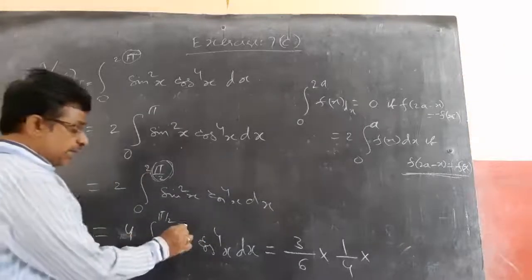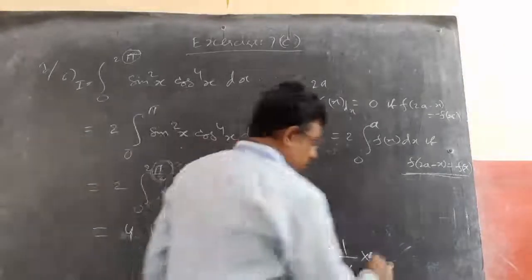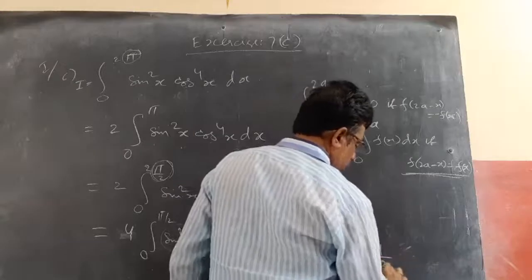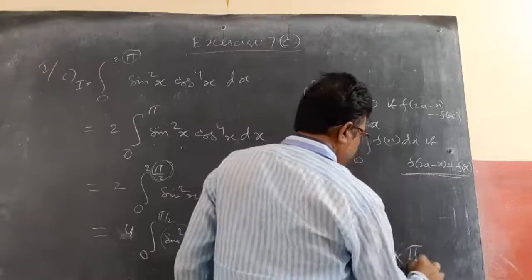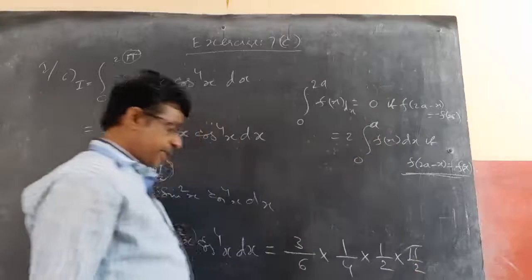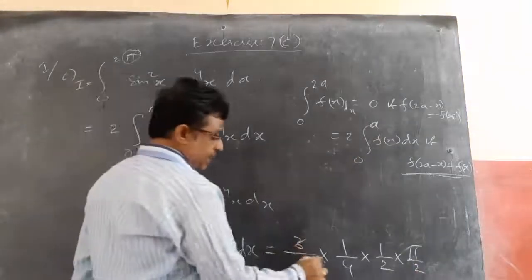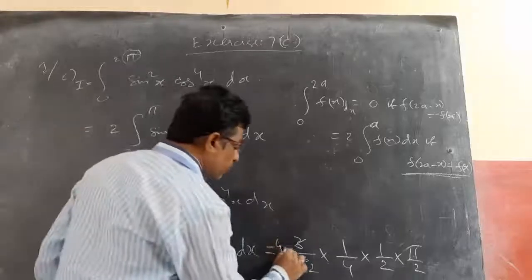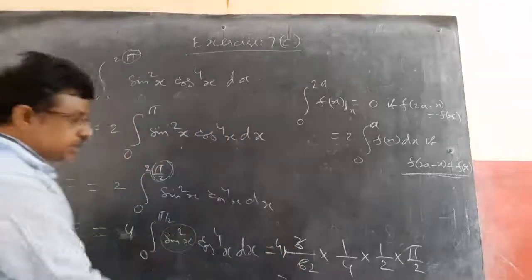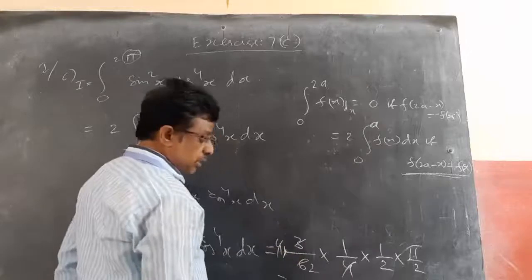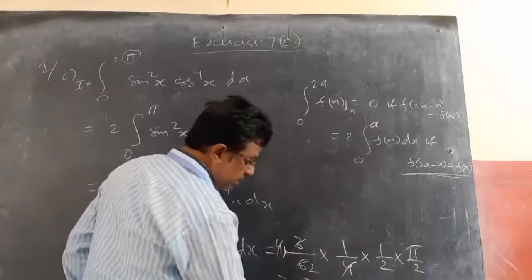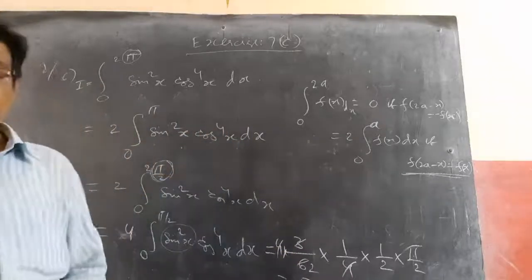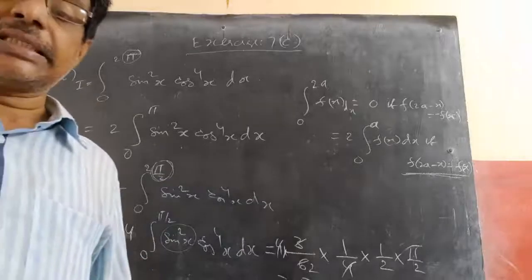Now go for the sine term. Sine property 2 you have. So 1 by 2 into pi by 2. So your final result will be, and I forgot to write this 4 into, 4 into this much. So 4 got cancelled. So left out is pi by 8. Pi by 8 is our final result.